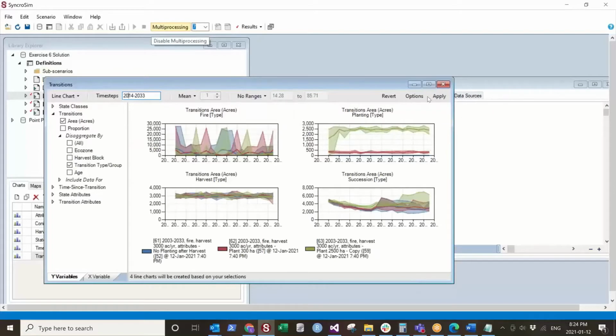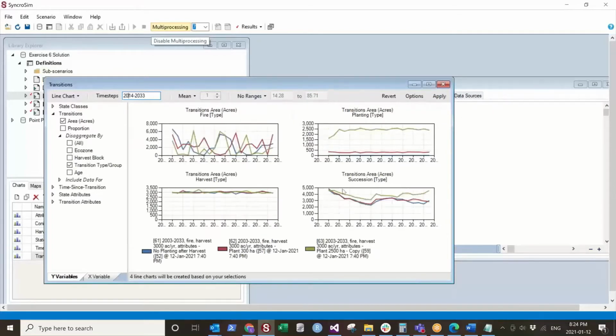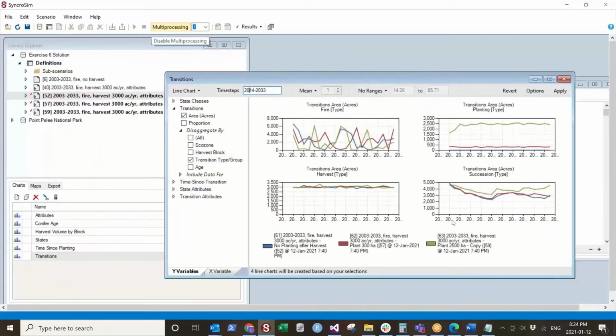I'm sorry, not min and max, no ranges. You can kind of see that the scenario that does more planting has more succession happening. Okay, so adding more planting is allowing that successional transition to happen.